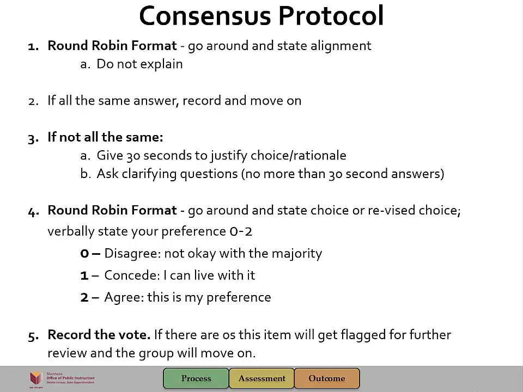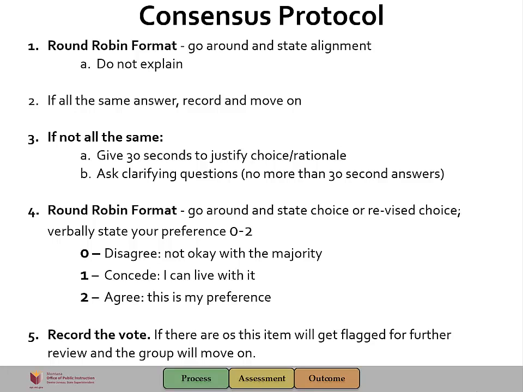However, if you are not all in agreement through the first round of the round robin, begin round 2, where you have 30 seconds to justify your choice or your rationale for making that classification decision. Here, you can also ask clarifying questions, but you should not spend more than 30 seconds on reasoning for the decision. After all of the potential classifications have been vetted with the group, move on to the round-robin format again.